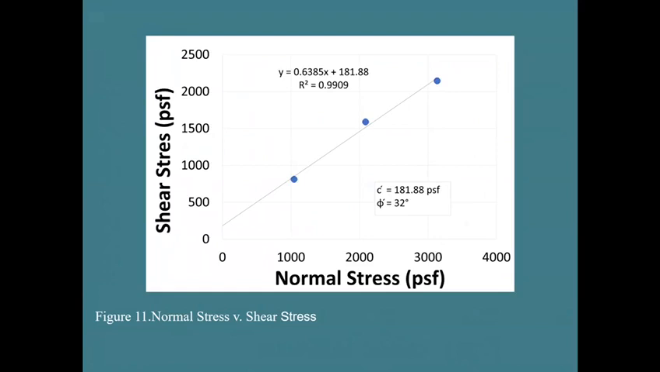We found the effective soil cohesion to be 181.88 pounds per square foot, and the friction angle is 32 degrees. These 2 parameters will be used for calculating the added cohesion of roots.